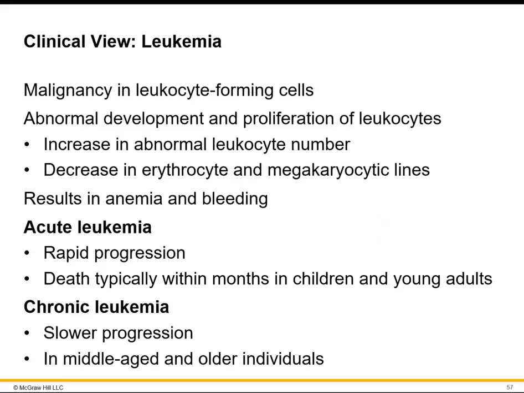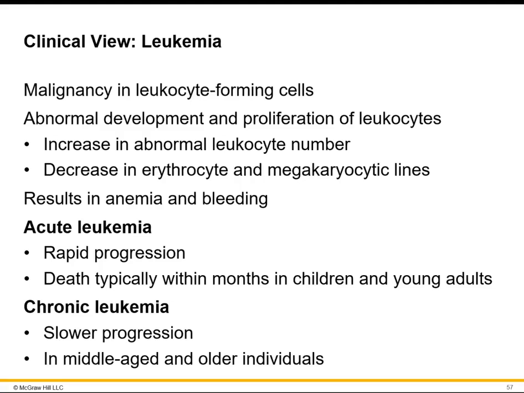Okay, leukemia. What is leukemia? Well, it's going to be a malignancy in those cells that eventually become leukocytes. So what you get is an abnormal development and proliferation of white blood cells. So you'll get an increase in the number of the particular affected leukocyte. And a lot of times those leukocytes are not going to be as functional as they normally should.